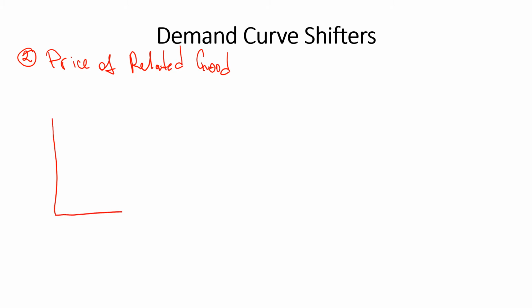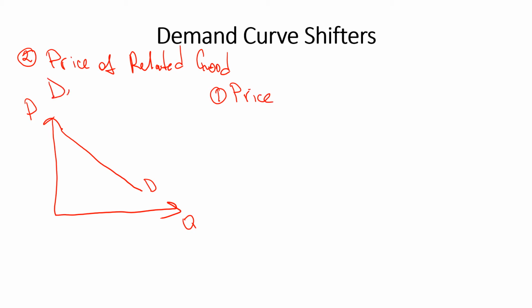Okay, next one. So guys, the next determinant is a very important determinant, and usually students have a hard time grasping this concept. The name of the determinant is price of related good. So let's suppose over here we have demand for latte. So price and quantity, remember demand is a downward sloping line. And the first event that is going to happen is that the price of a related good is going to change.